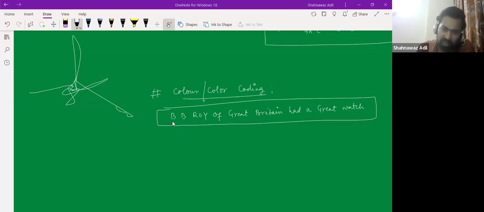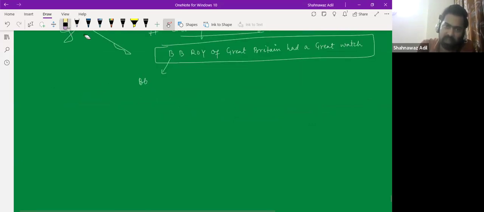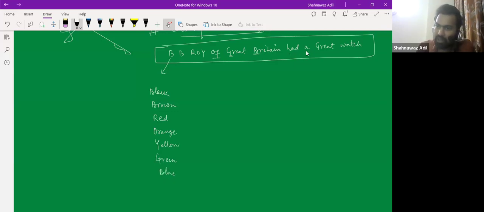So what is this B? B stands for black. Let me write it this way. The first part is black, and then this B is brown. Then this R is red, O is orange, and then Y is yellow. This part is discarded. This G is green. This B is blue. This part is discarded. This G is gray, and this W is white. So if you remember this, then you can write this color coding.